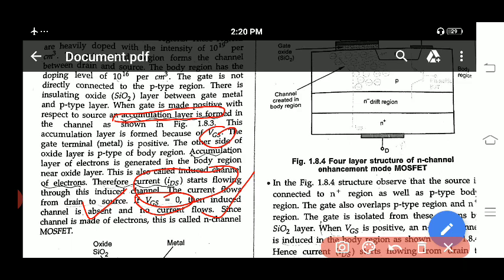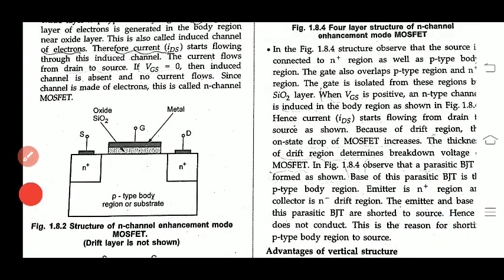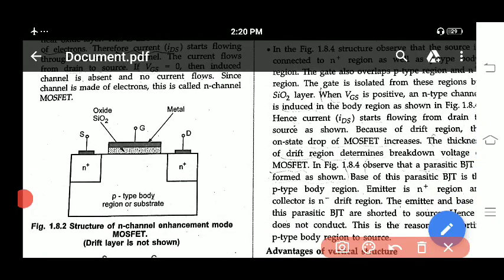Because here you can observe that, just now I told you, if you apply voltage between gate and source, then the gate will be positively charged. Then it will attract the electrons. Electrons are accumulated below this gate region. Because of this, there is a formation of a channel between source and drain. Because of this channel formation, current starts to flow from drain to source.